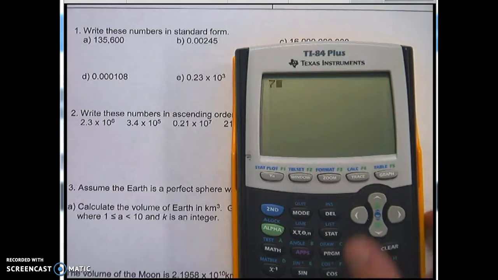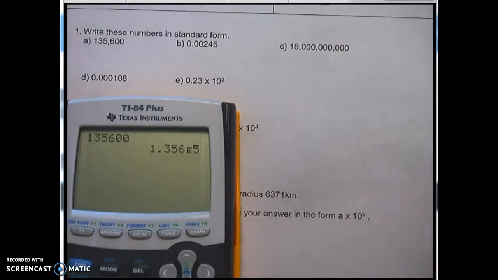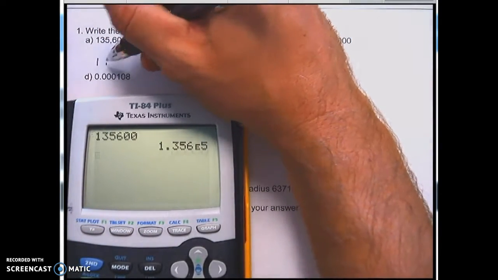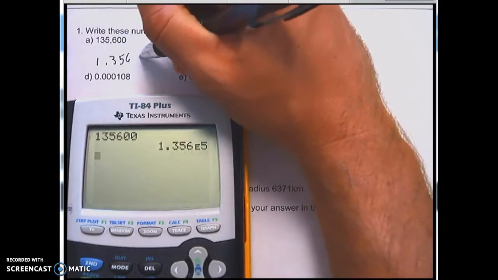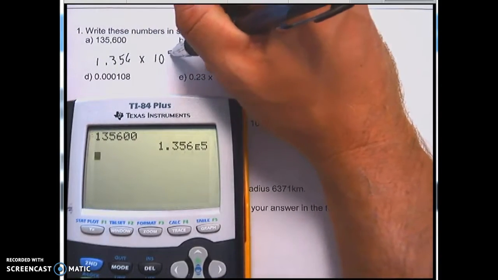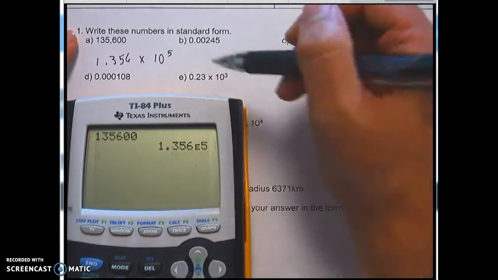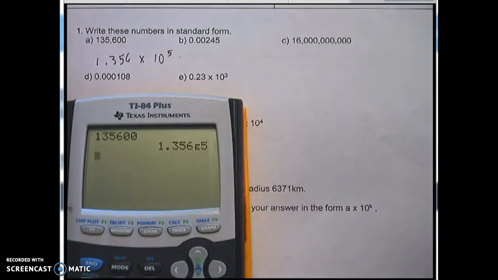And then when you type in the number 135,600, it's going to convert it to scientific notation for you. So here, that 1.356 E5, the way you need to read that is 1.356 times 10 to the fifth. If you write the calculator notation on the exam, they're going to give you no points. You need to convert it to this form right here.